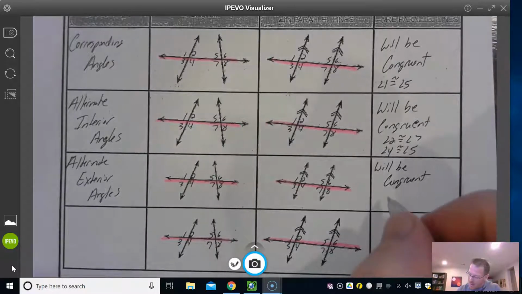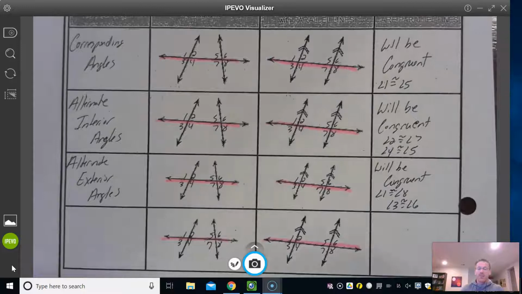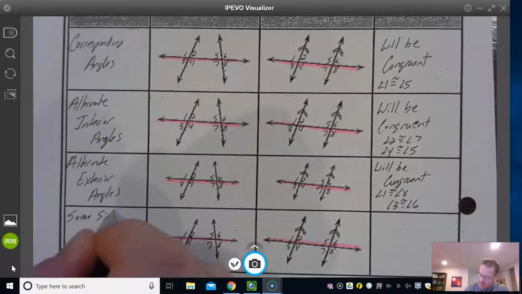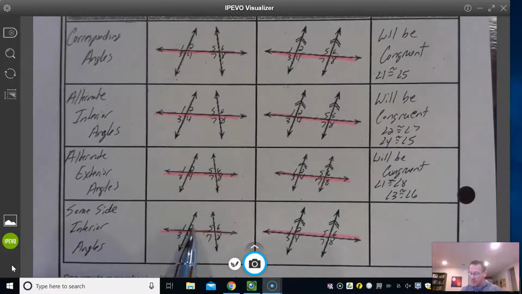All right, and so angle 1 would be congruent to angle 8, and angle 3 would be congruent to angle 6. Now, same side interior angles have a different type of relationship here. Once again, we can still identify them: 2 and 5, 4 and 7.